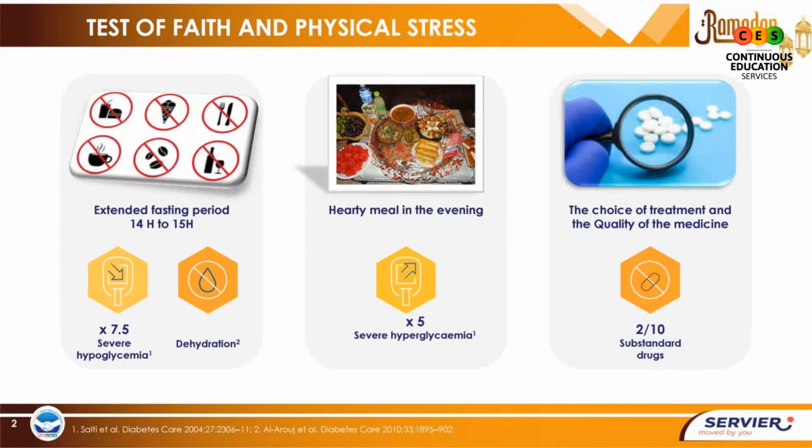So there's a risk of daytime hypoglycemia, which countless studies have proven increases about 7.5 times, and also the risk of severe nighttime hyperglycemia, since most of them tend to overindulge and try to make up for all the meals they have lost during the day. So for your diabetic patients, you have that risk of hypoglycemia heightened and also nighttime hyperglycemia heightened. And also there's a risk of dehydration and therefore ketoacidosis.